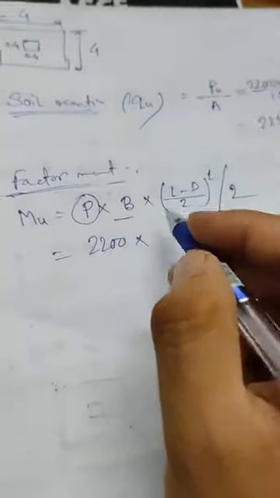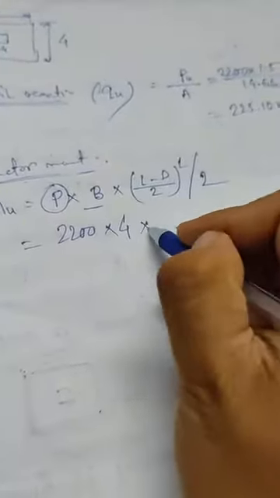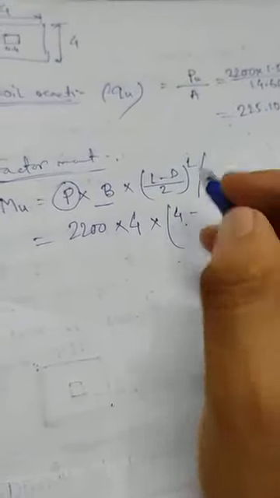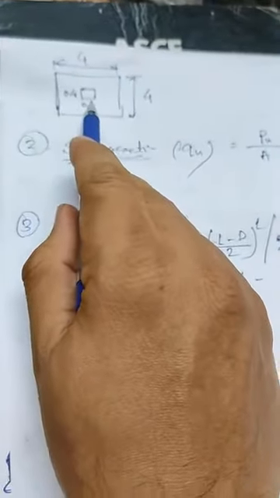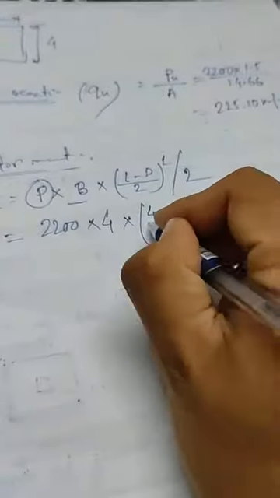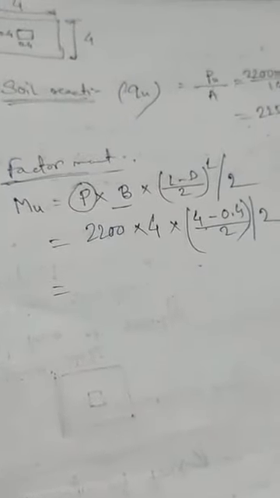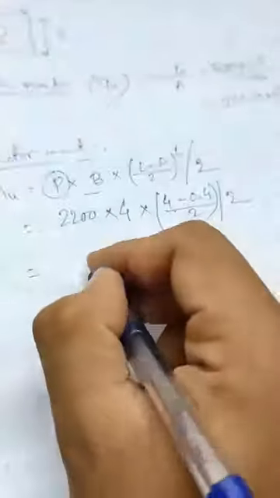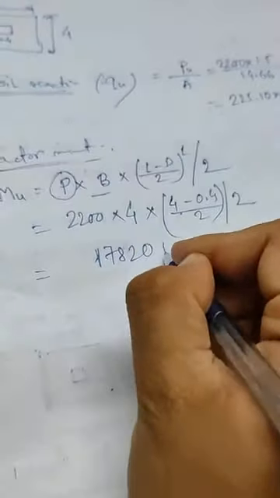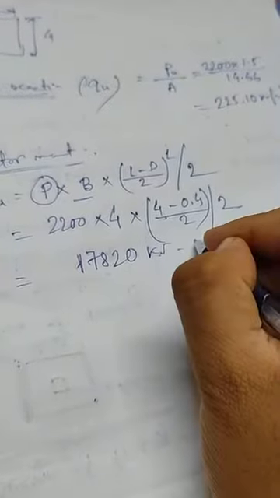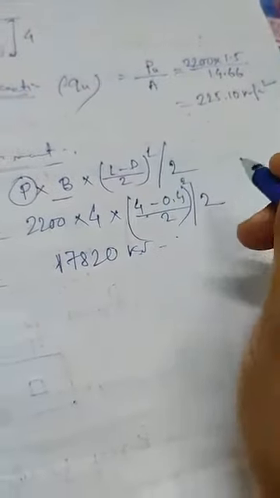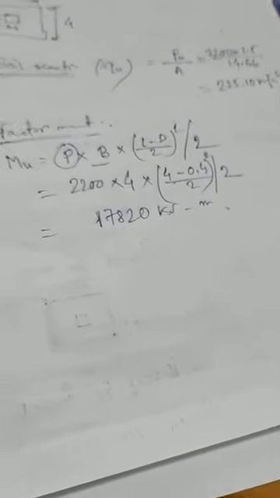So the P value is 2200 into B. B is the breadth of the footing, which in meter is 4 meter, and L is also 4, minus D. D is the column side, that is minus 0.4, divided by 2, divided by 2. Okay, so the value comes to how much? Yes, 17820 kilonewton meter, sorry, this is kilonewton meter. Okay, so this is the value of factored moment.